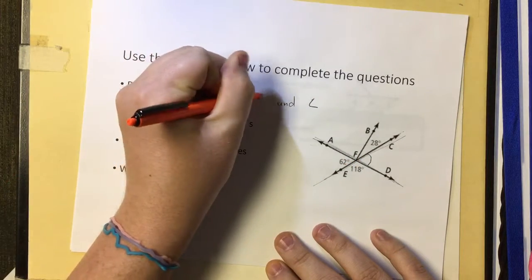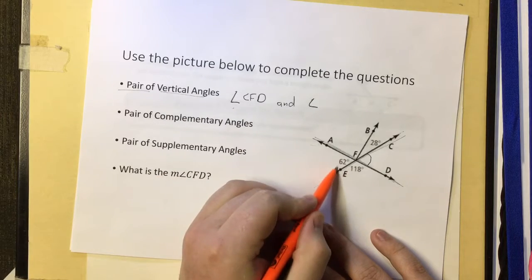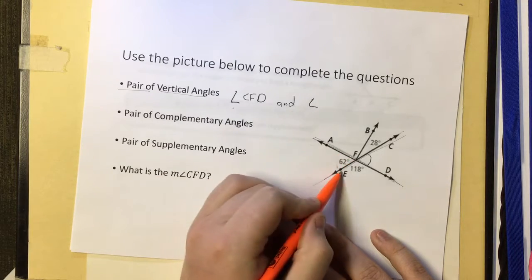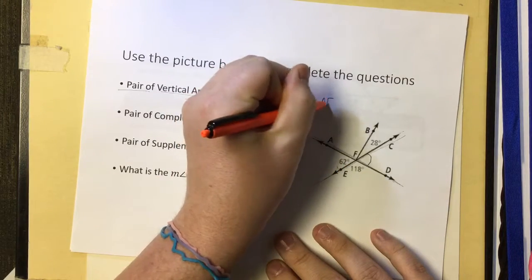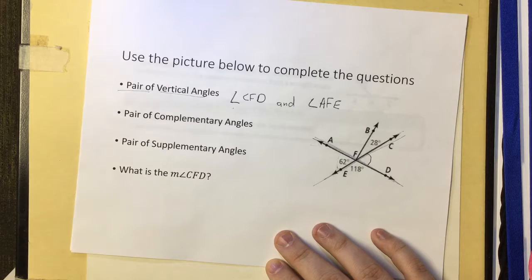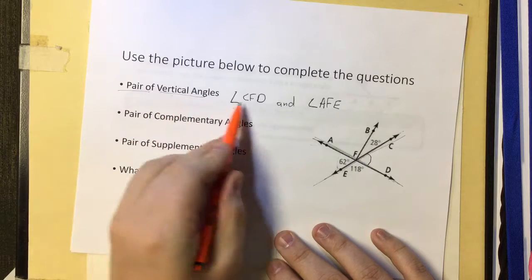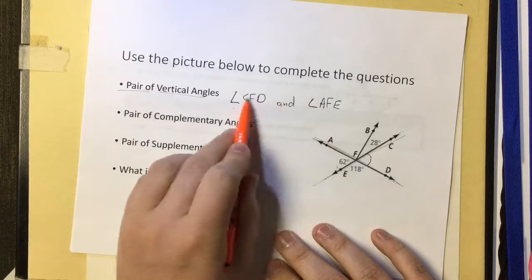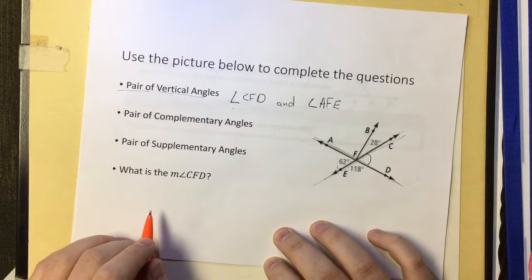Now I need to pick angles that are opposite of each other, like maybe angle CFD, this angle here, angle CFD, and angle AFE. Remember, when naming an angle, you want to use three letters, and the middle letter has to be the vertex. One thing you notice for these vertical angles, they have the same vertex. That's always going to happen for vertical angles.